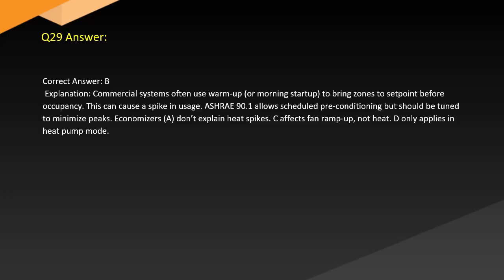Answer. Correct answer: B. Explanation. Commercial systems often use warm-up or morning startup to bring zones to set point before occupancy. This can cause a spike in usage. ASHRAE 90.1 allows scheduled preconditioning but it should be tuned to minimize peaks. Economizers, A, don't explain heat spikes. C affects fan ramp-up, not heat. D only applies in heat pump mode.